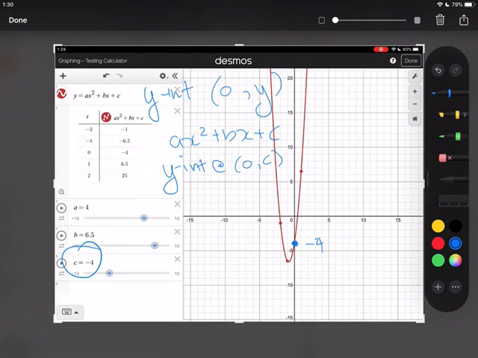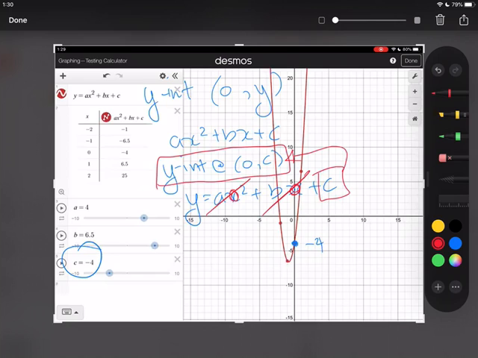And the reason why this is happening is because if you substitute 0 for x into ax squared plus bx plus c, if I replace x with 0, then these terms will go away because it's just 0, right? And so you'll only be left with c. So that is your y-intercept. That will happen every single time.